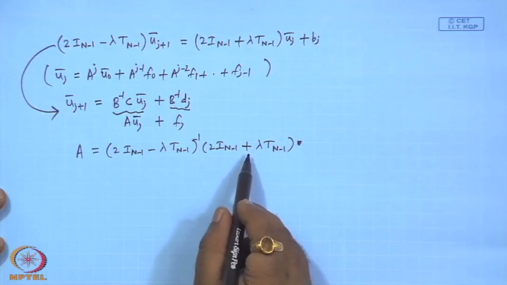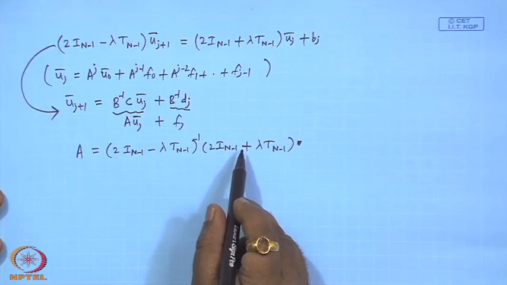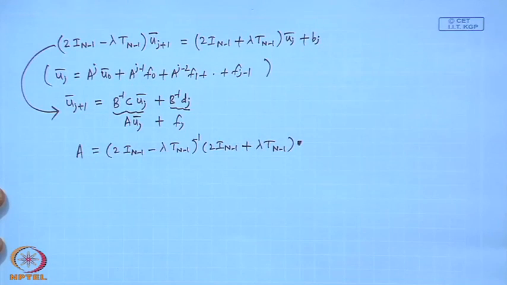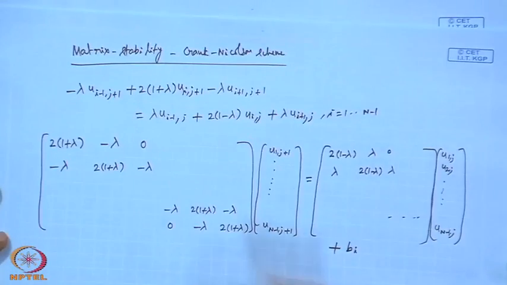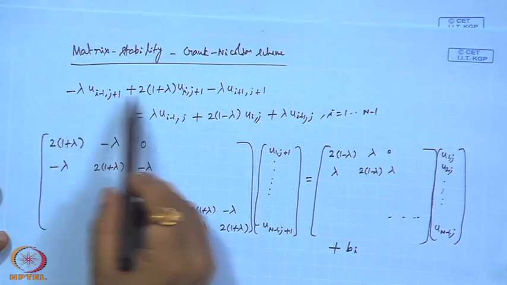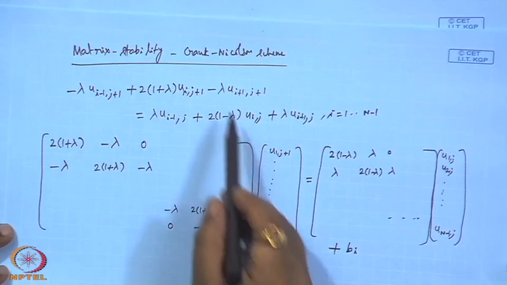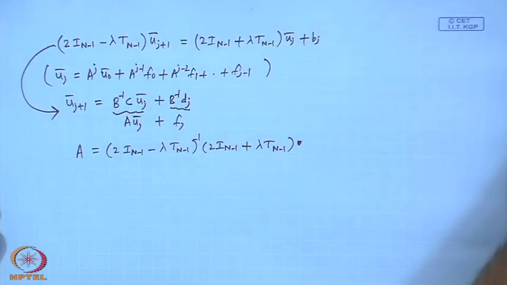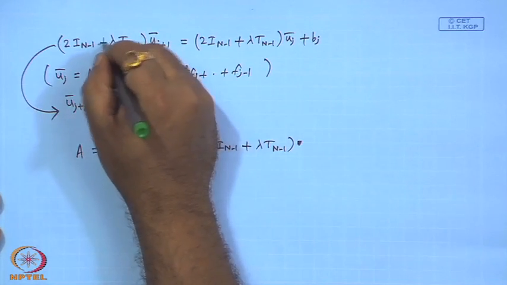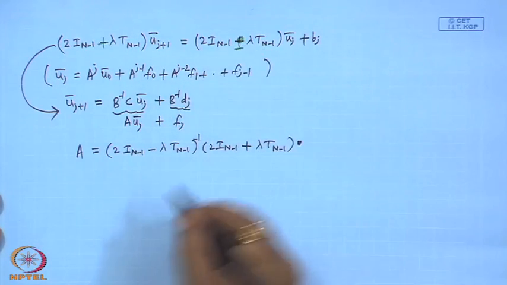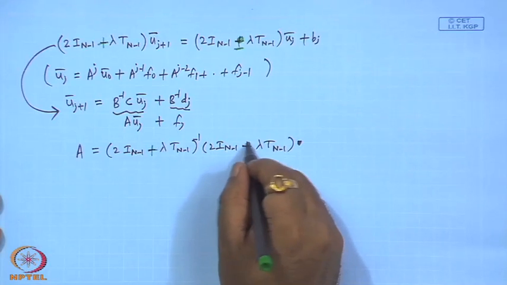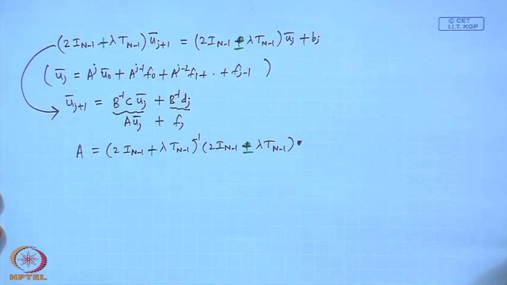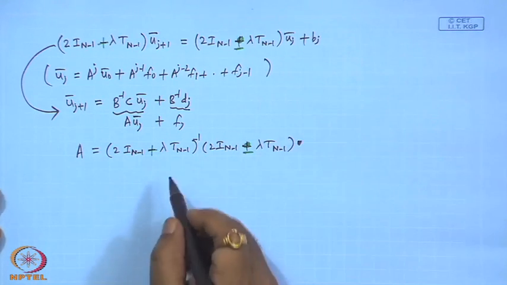So, this is A because B inverse and C. I think there is a small correction. See, when we split this, 2 into 1 plus lambda and here 2 into 1 minus lambda. So, when we split this, please correct it as this must be plus and this is minus. So, accordingly minus. Okay.